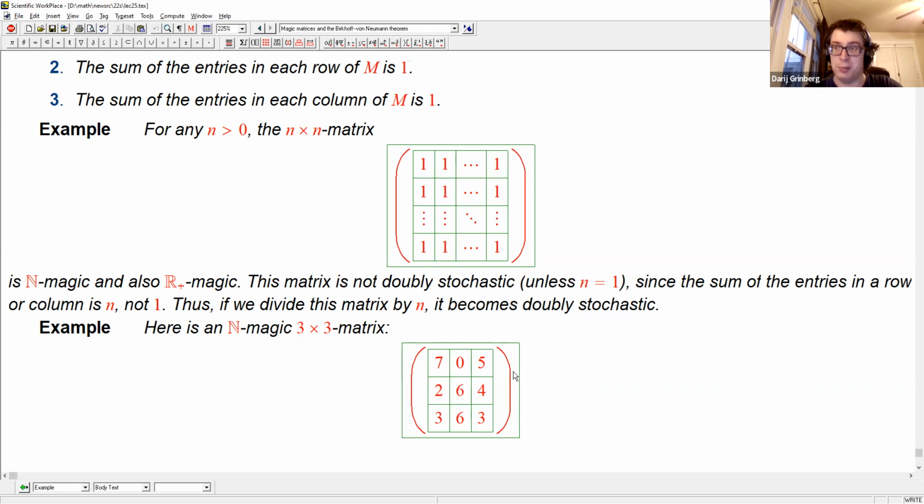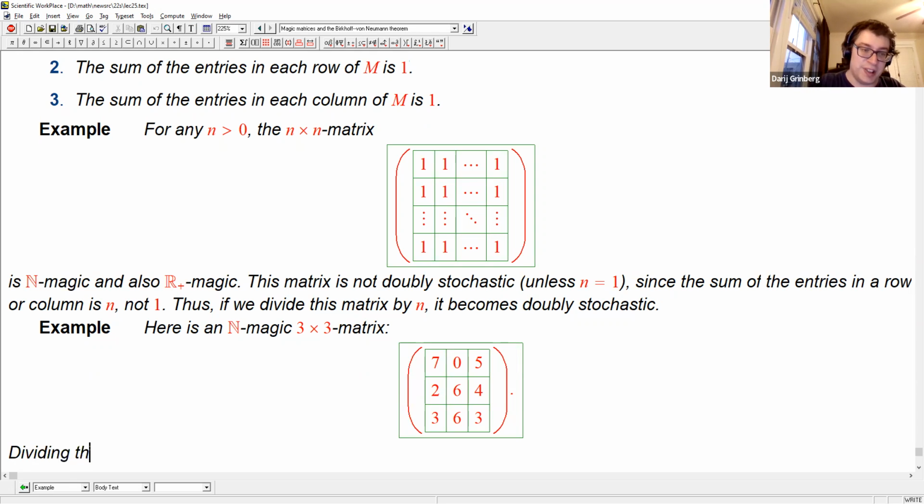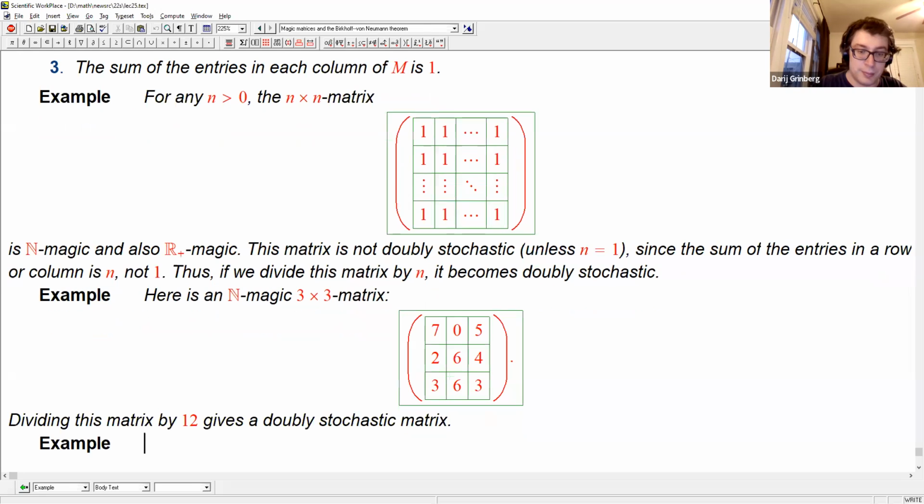At this point, if you know magic squares, you see the connection. But magic squares have to satisfy a few more properties. The numbers usually have to be distinct, which is not true for those matrices. But we don't care. For us, it's the sums, and also in a magic square, I think the sum on the diagonal should be the same. This is not true in this matrix, but we don't care. We care about the rows and the columns. Once again, dividing this matrix by 12 gives a doubly stochastic matrix.